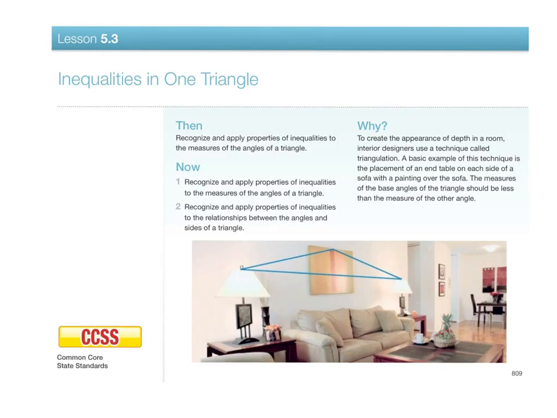Okay, 5.3, inequalities in one triangle. One thing that you will notice today, no new vocabulary, all right? But then making sure that you understand that there will be inequalities in triangles. Today we're just doing one triangle, just to give you the grounding of what you need for the follow-on sections.